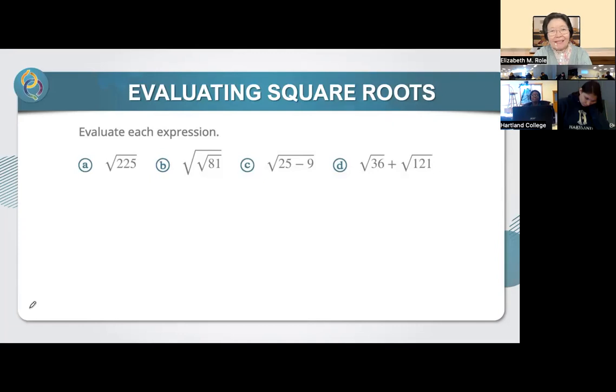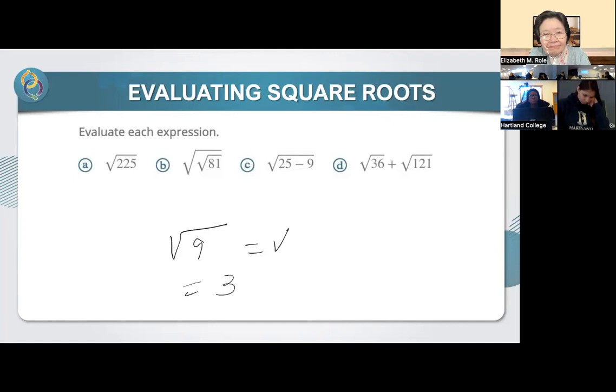All right, now let's have this. The square root of the square root of 81. First begin at the inner one. So the square root of 81 is 9, and the square root of 9 is equal to 3. Next, the square root of 25 minus 9.